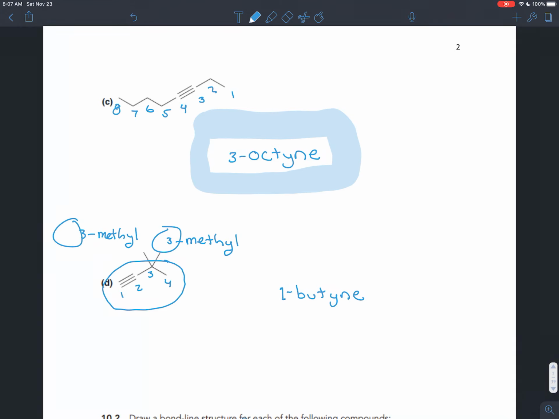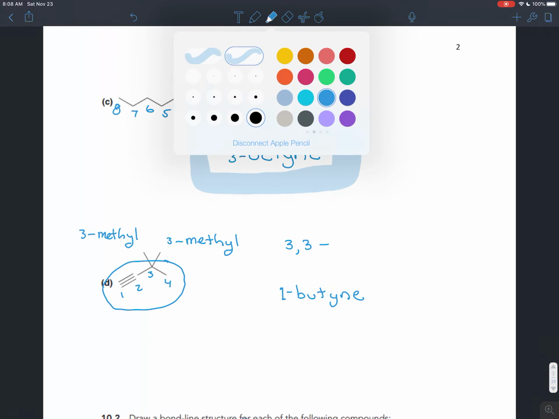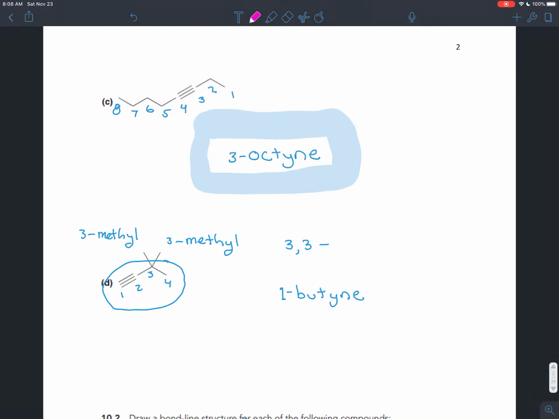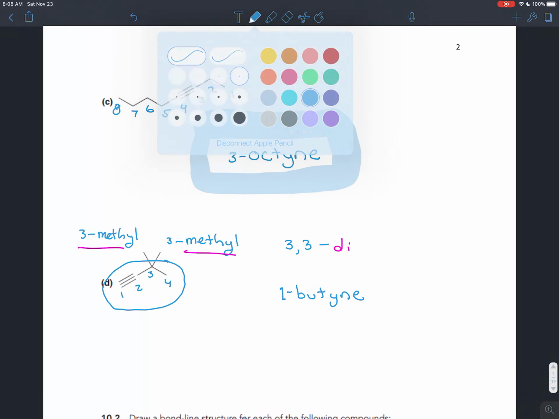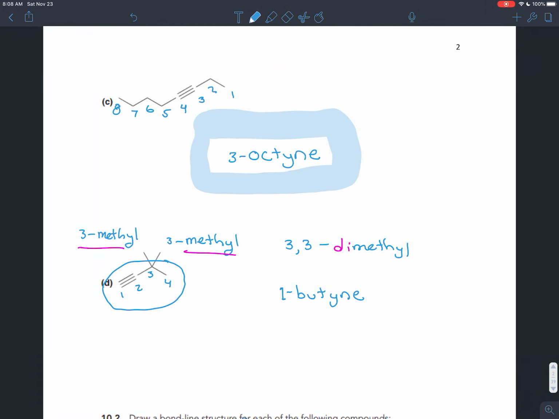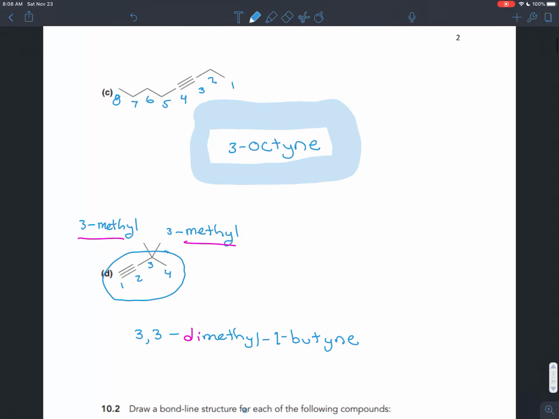We can take the 2 3s and write them together, separated by a comma, 3,3. Always between numbers and letters goes a dash. You want to say how many branches you're smushing together. So here we're smushing 2, 1 and 2. So the prefix for that is di, and then just mention the type of branch. The type of branch is methyl. So those 2 branches together would be called 3,3-dimethyl. And you just take that name, put it in front of the backbone, and the full name for this compound is 3,3-dimethyl-1-butyne.